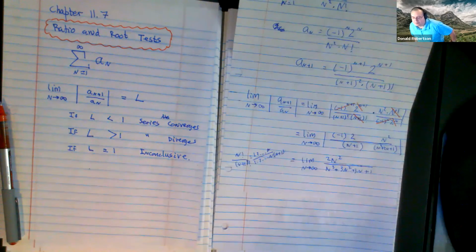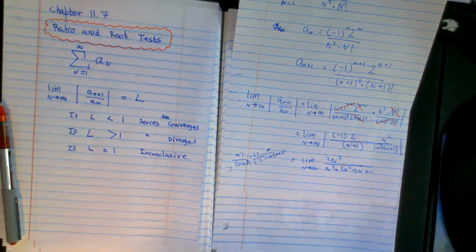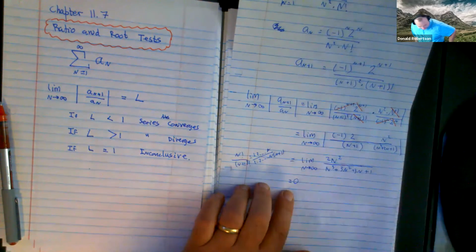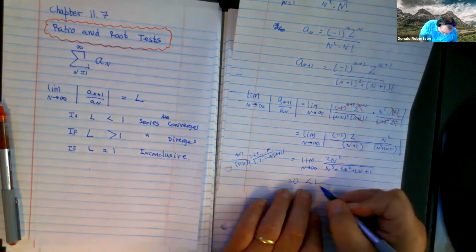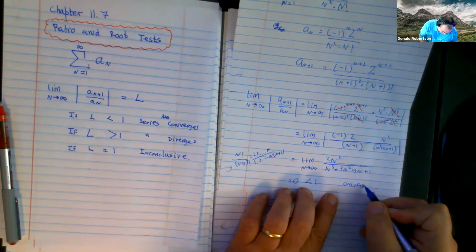Don't need absolute values anymore. We've taken care of that. That's why they're not there. What's the limit of that fraction going to become? Zero. Yeah. Divide top and bottom by n squared, or do L'Hopital 2 times, and you'll get 0. And that is definitely less than 1. So it converges.